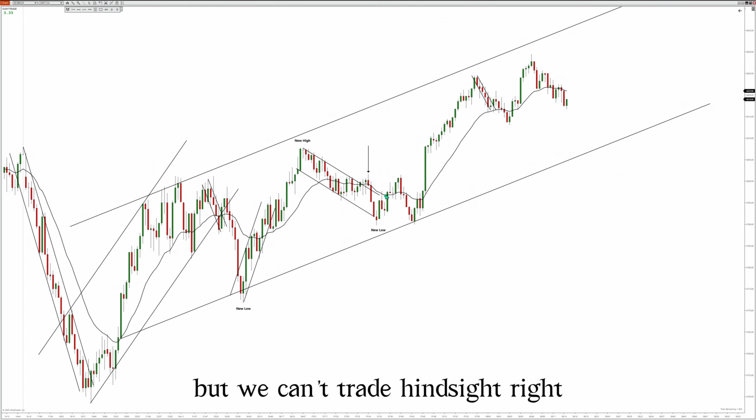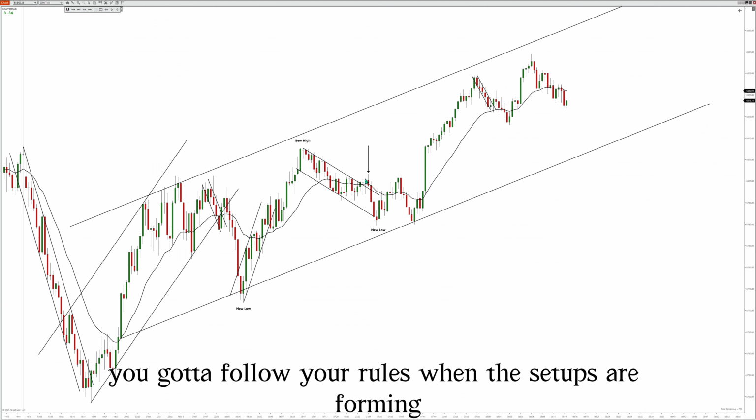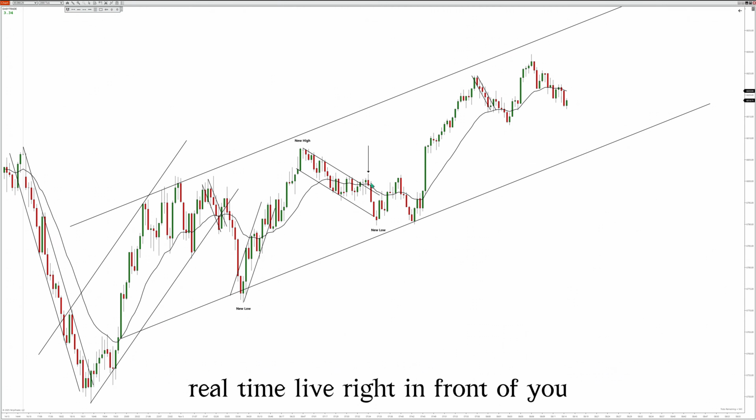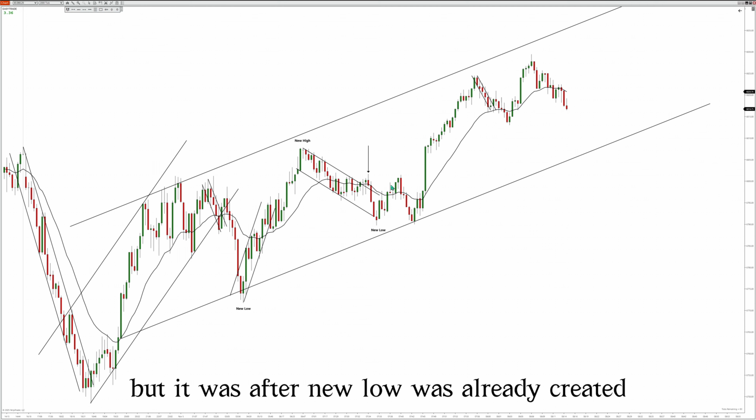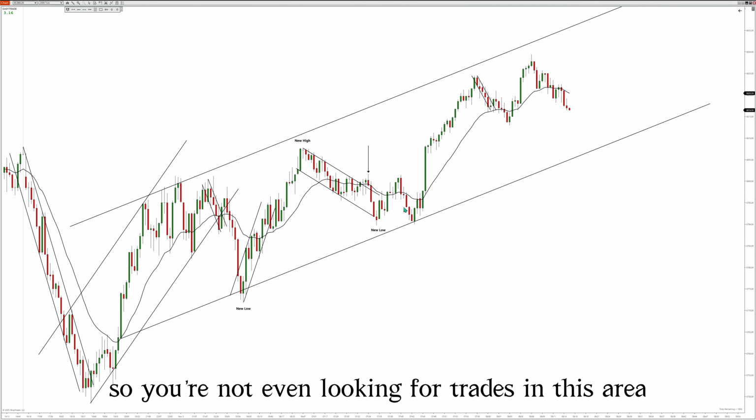It ended up working, but we can't trade hindsight, right? You got to follow your rules when the setups are forming real time, live right in front of you. So got to be patient in that situation. Now we did have a second entry short here, but it was after new low was already created. So you're not even looking for trades in this area.